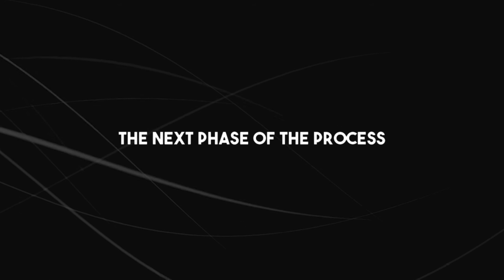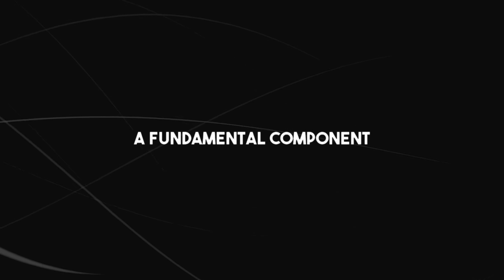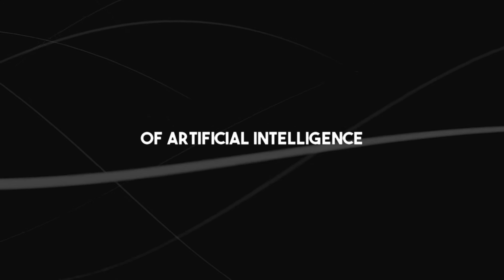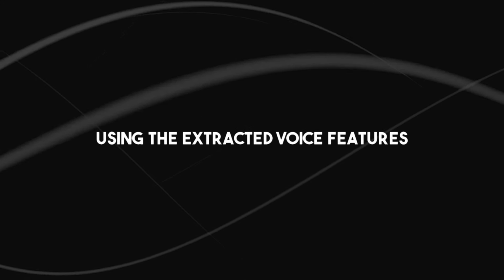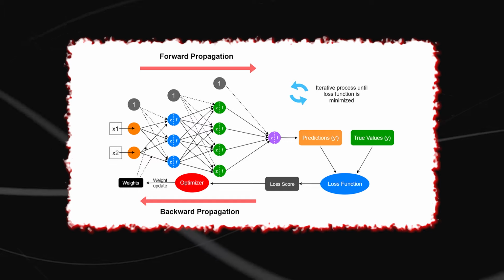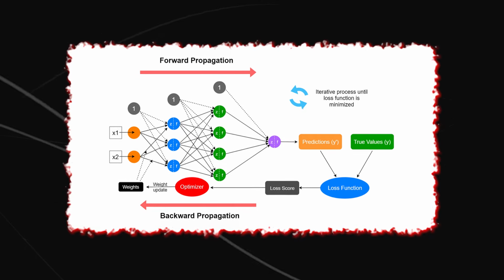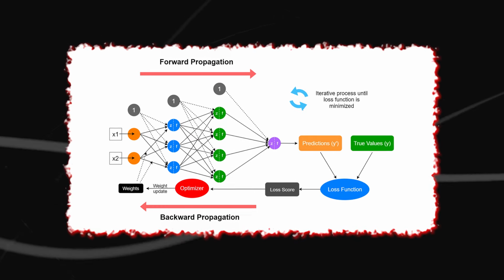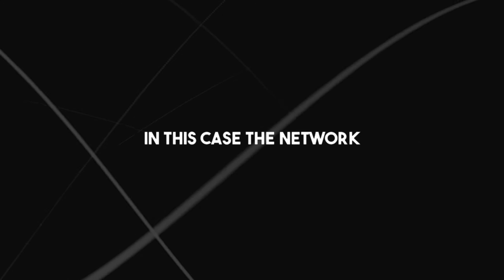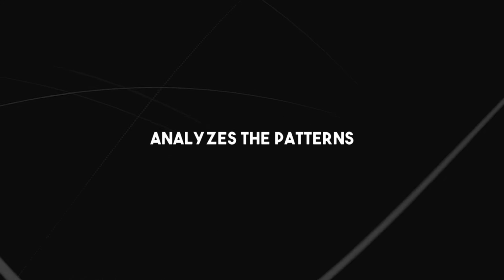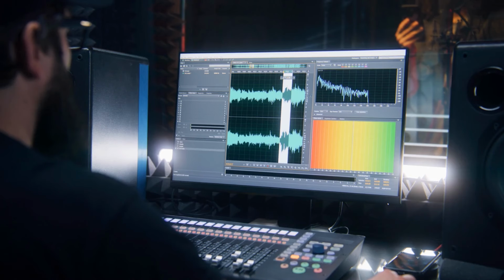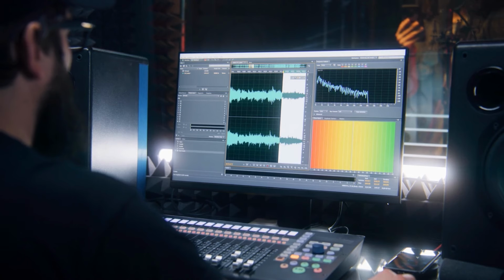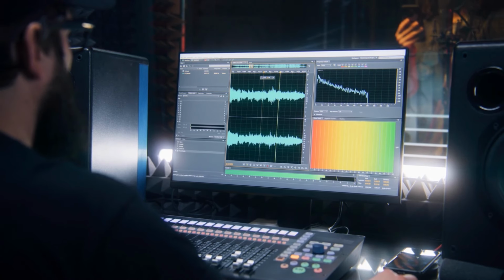The next phase of the process involves training a neural network, a fundamental component of artificial intelligence, using the extracted voice features. The neural network functions similarly to the human brain, capable of learning and adapting based on the input it receives. In this case, the network analyzes the patterns present in the voice data and begins to form associations between various features, effectively learning how to replicate the speaker's voice.